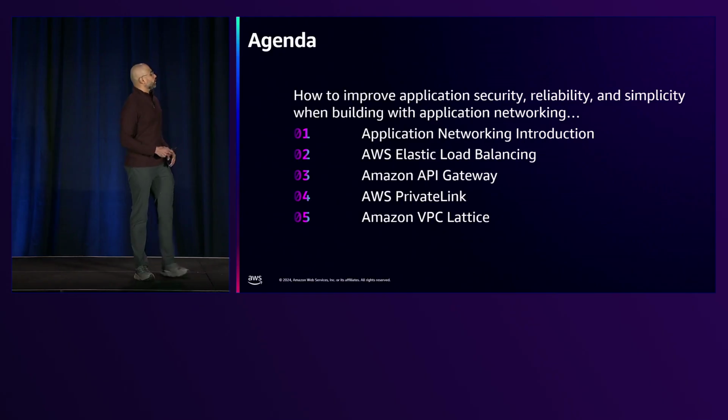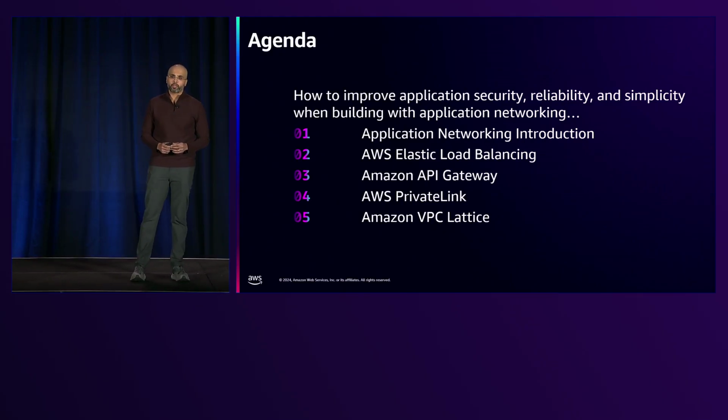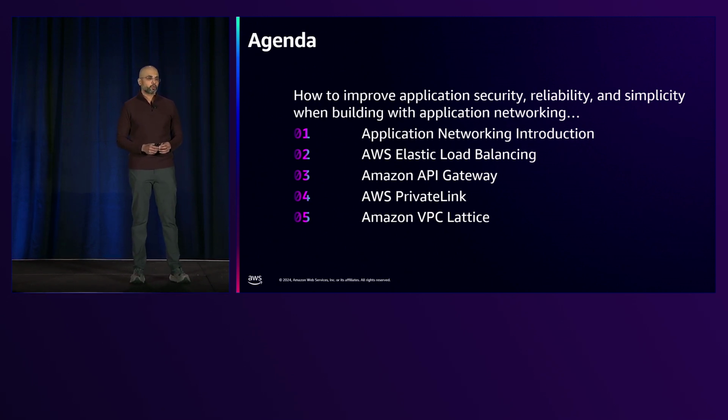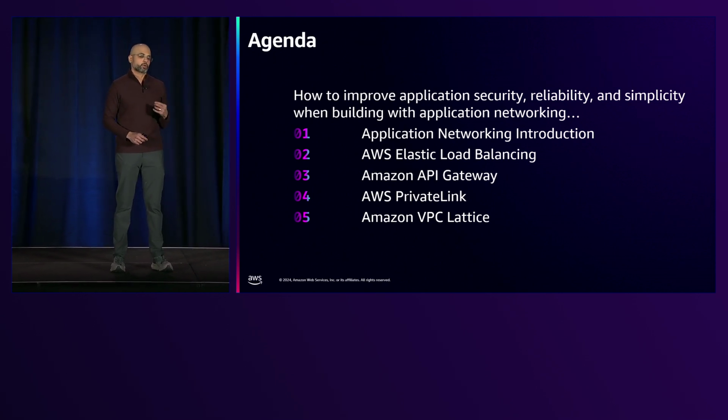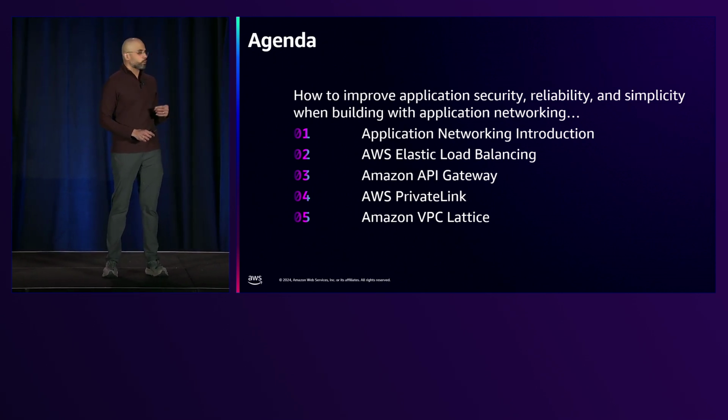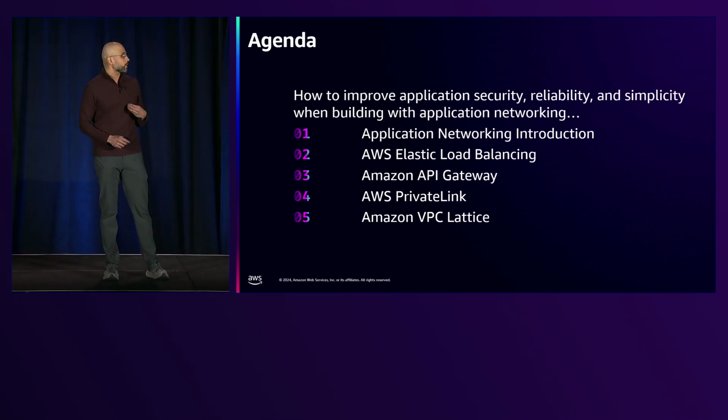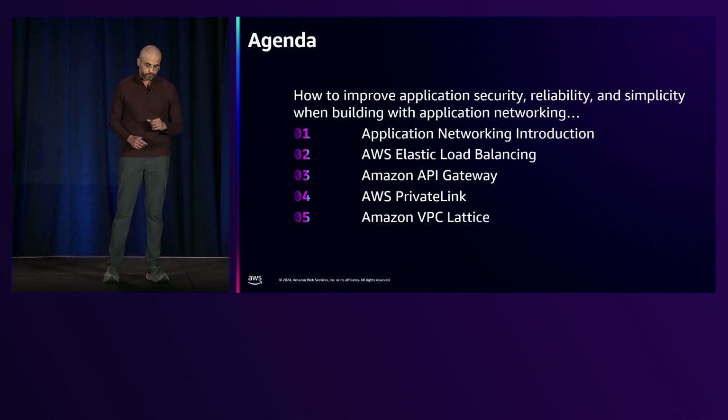This is a 300-level class, so I'll kick things off by first defining the term application networking and then providing an overview of all the services in the portfolio. The intent of this section is to give you a good understanding of these services relative to each other so that you can make an informed decision on which service to choose based on your architecture. We'll then move to a deep dive section where I will cover Elastic Load Balancing and then turn things over to Yusuf, who will cover the rest.